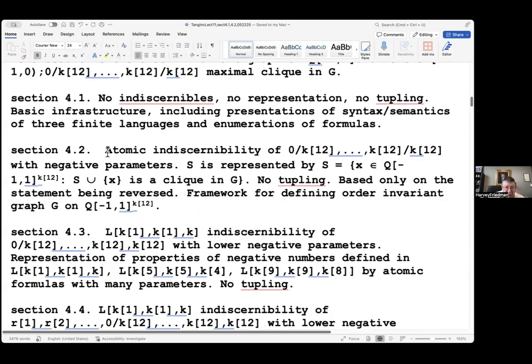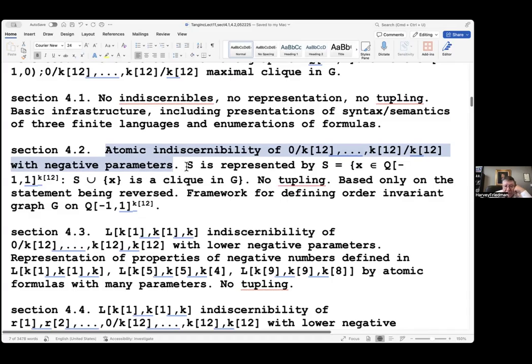And that's just from the invariance. See, the only thing we have in section 4.2 is the statement we're reversing. We don't do anything with the statement we're reversing until section 4.3. So we have atomic indiscernibility of this with negative parameters. That's what the statement says.